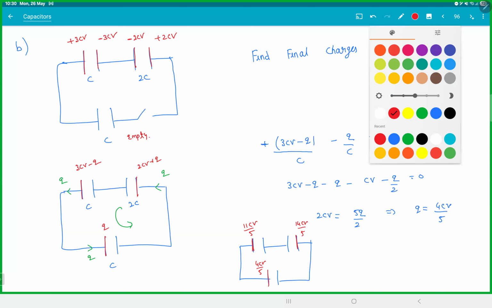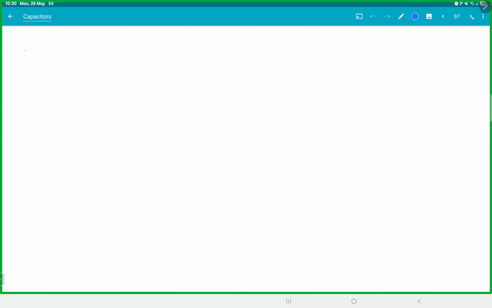Let's do something even better. What if you have a capacitor, and we have a battery also now with a switch. So this battery is V. Let's say this is 2C, this is V. Sorry, that is C. This thing has a charge minus 3CV and this thing has charge plus 3CV and this is empty.